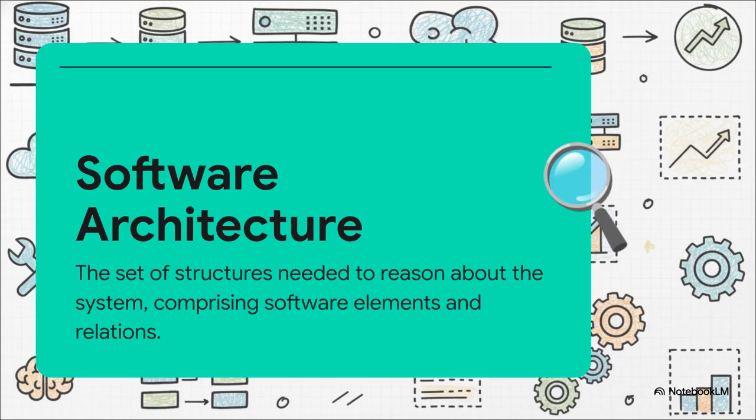What is software architecture? The key phrase to notice here is the set of structures. It's not just one diagram. It's all the different blueprints combined. The component structure, the deployment structure, the data flow structure. You need that complete set to really reason about things like performance, security, and all those other qualities we talked about.